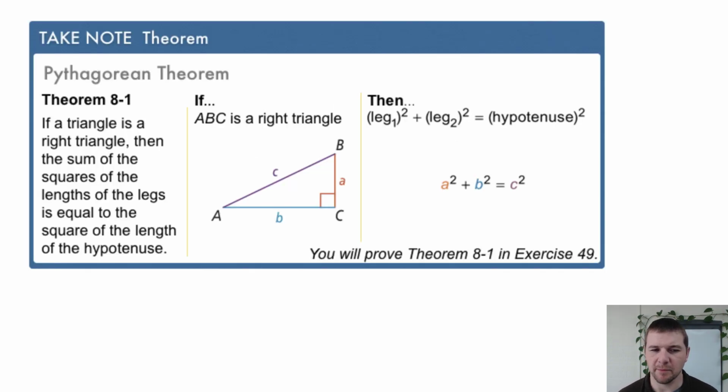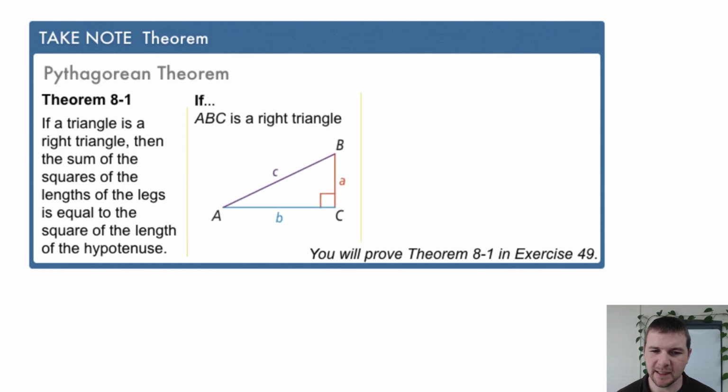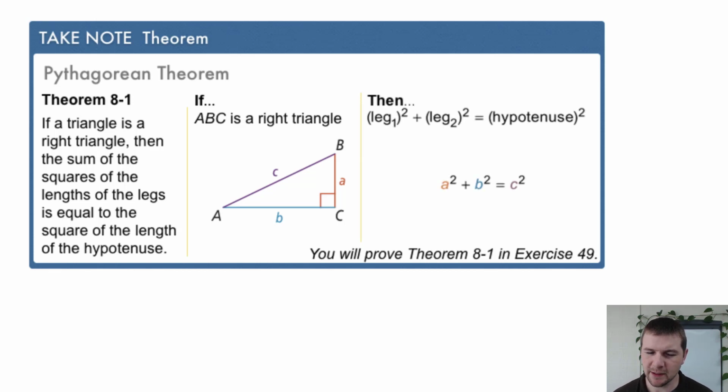The Pythagorean Theorem, Theorem 8.1. It states, if a triangle is a right triangle, then the sum of the squares of the lengths of the legs is equal to the square of the length of the hypotenuse. So if, in the diagram, ABC is a right triangle, then leg 1 squared plus leg 2 squared equals the hypotenuse squared, or a squared plus b squared equals c squared.